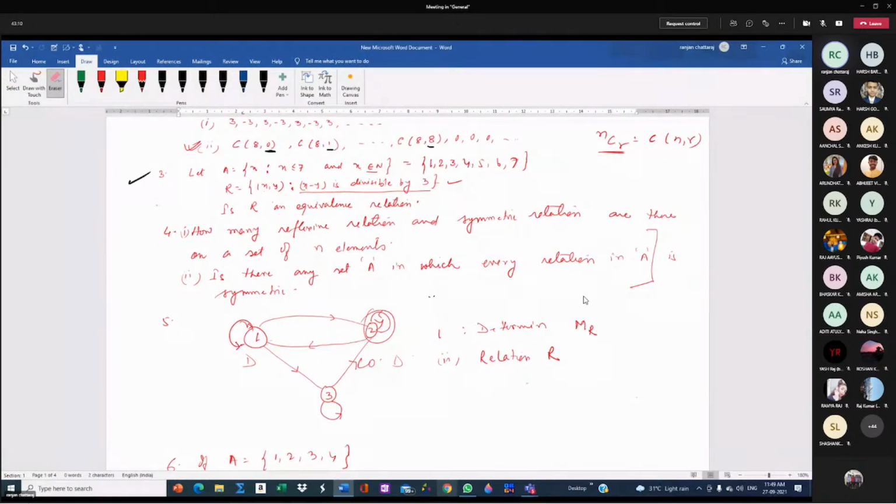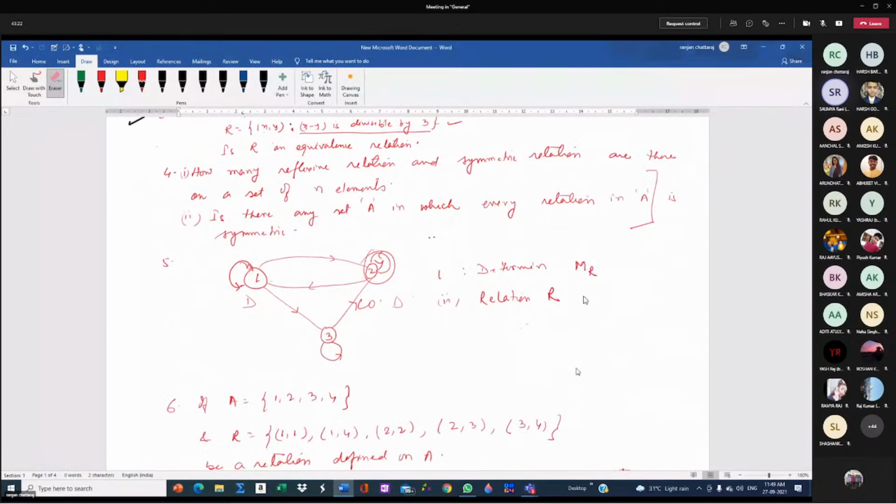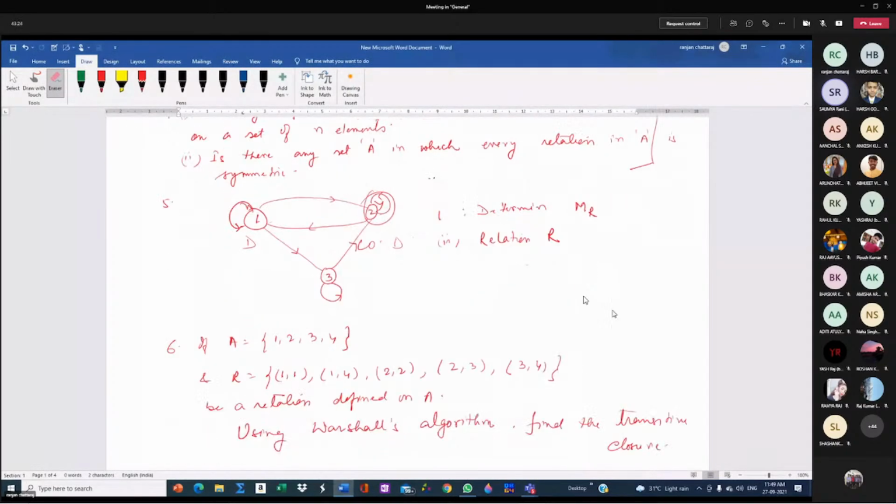Question number 5. Tell me, what are the values? Sir, 1, 1, in the first row. You say it is reflexive. Yes, sir.